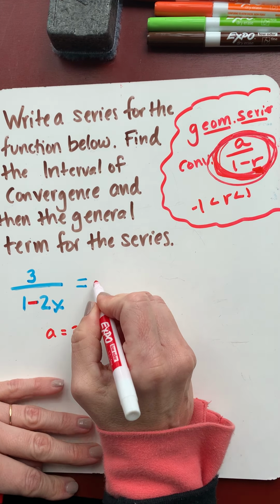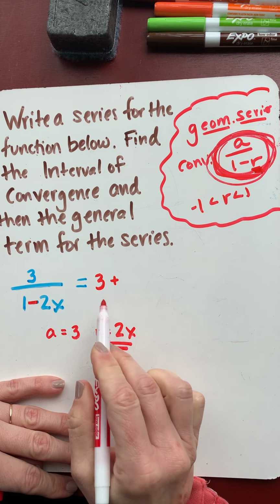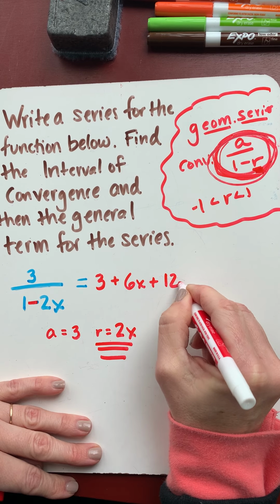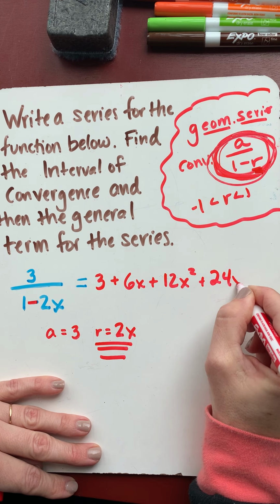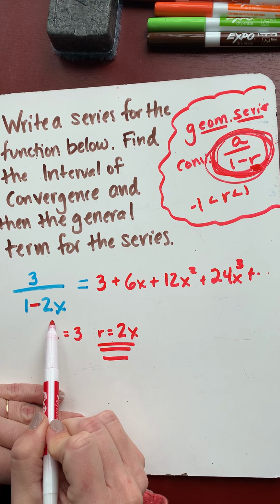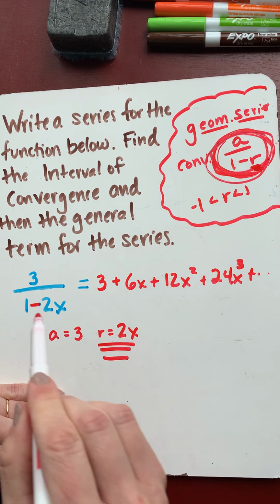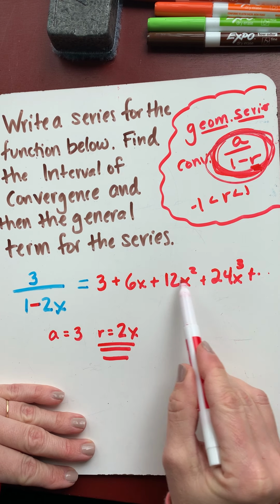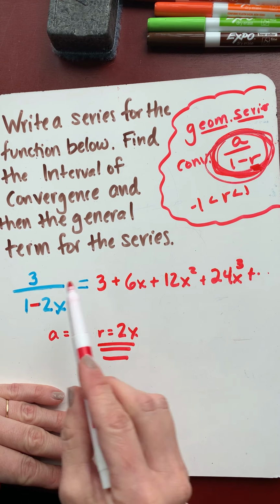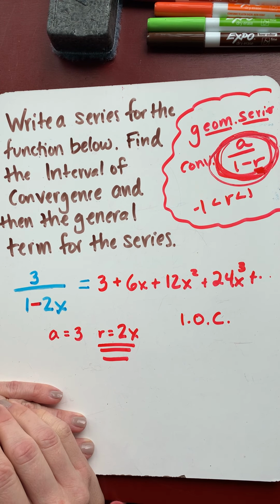So that means the first term is A, and this is our constant multiplier. So if the first term is 3, I multiply 3 by 2x to get the next term. Multiply by 2x to get the next term. Multiply by 2x to get the next term, and so on. And just by knowing what A and R are, I get a series. This series matches this function as long as I can write all these terms out to infinity. But there's a catch. This series only matches this function on the interval of convergence, or the IOC.